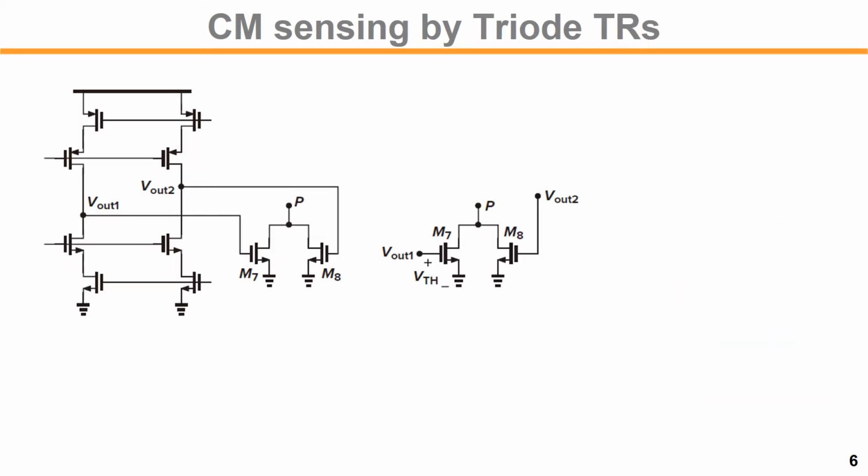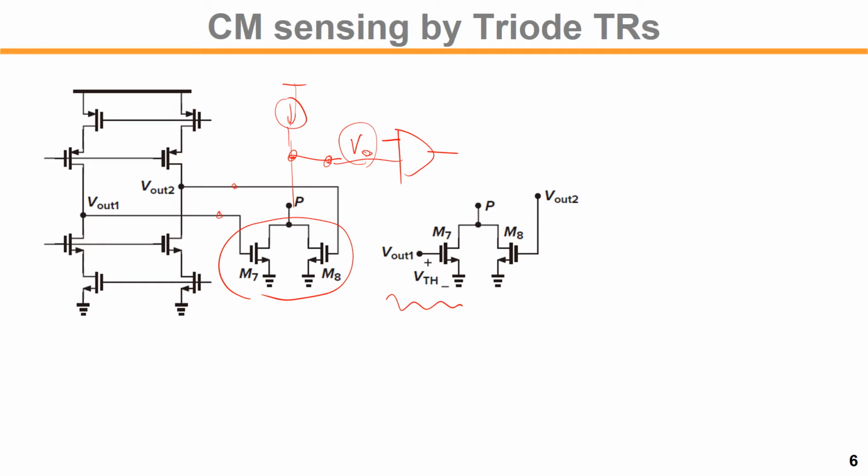Another sensing scheme which is not popular uses the triode region transistor here. For a given common mode level, this transistor will be in the triode region. So if you flow some current through it, you will get some voltage, right? So we make sure this level is some desired value, making the loop construct. For this kind of thing, the problem is the threshold voltage.